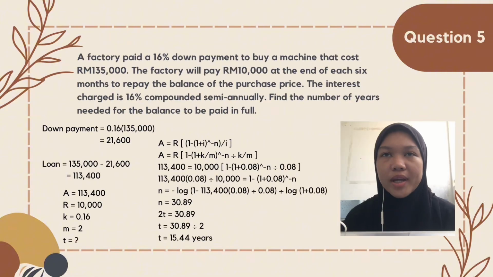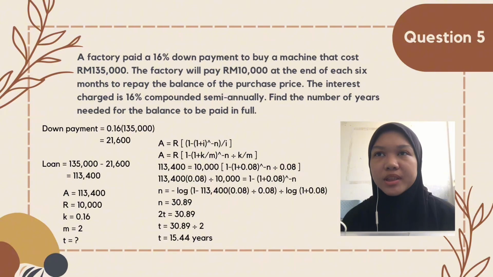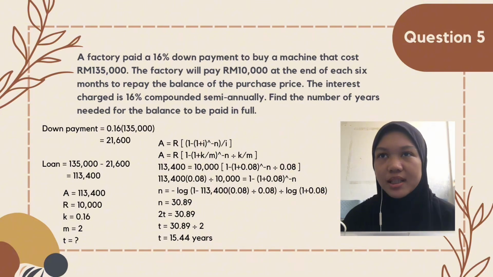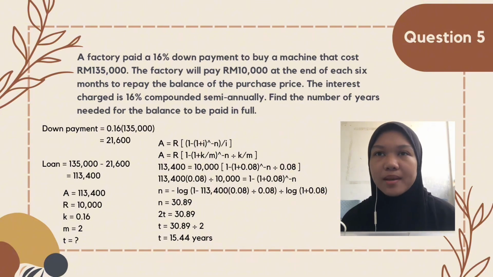Question 5. A factory paid a 16% down payment to buy a machine that costs RM 135,000. The factory will pay RM 10,000 at the end of each 6 months to repay the balance of the purchase price. The interest charge is 16% compounded semi-annually. Find the number of years needed for the balance to be paid in full.